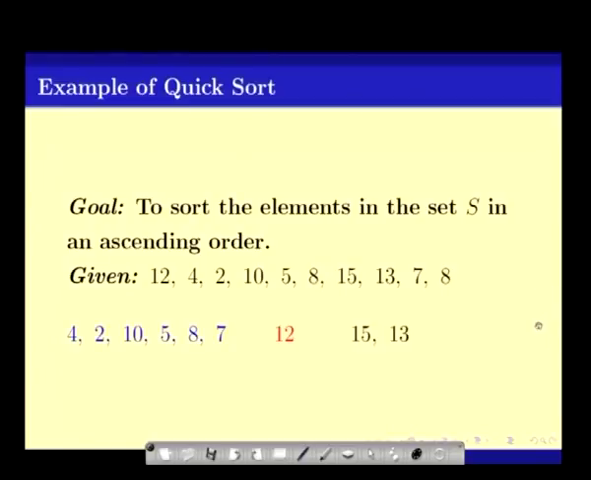Thus, if you sort the ones that are left, we get something like this, and then if you sort the ones on the right, we get something like this, and now this gives us the complete sorted list, because the elements in the left are sorted and are less than 12, and the elements on the right are greater than 12 and are sorted also.